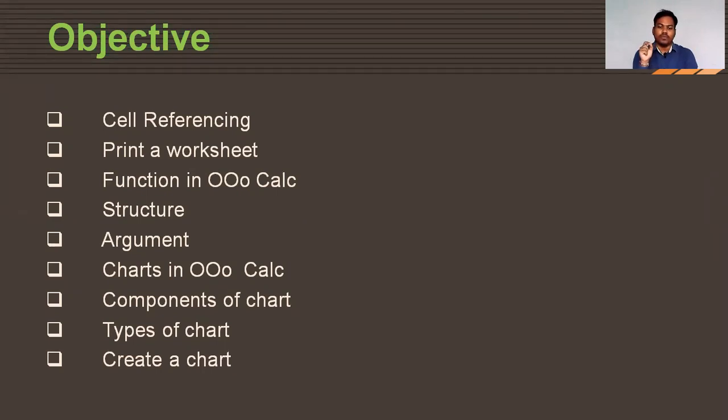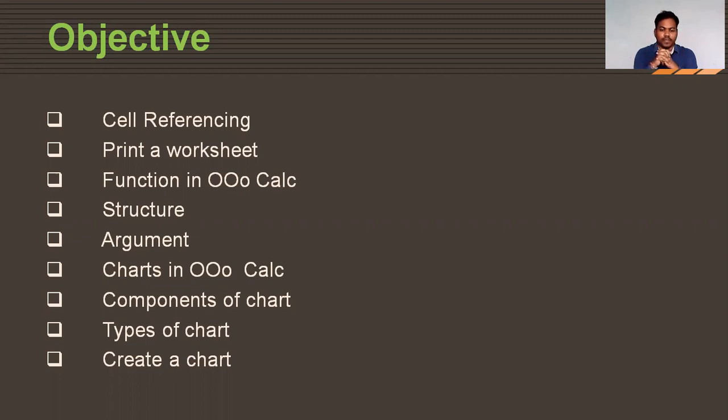Then functions in OpenOffice Calc. What are functions? Like the formulas we apply, predefined formulas are known as functions. Then we will see the structure, how those functions are written. Then arguments: if we apply any function to do an operation, we have to pass some values. Those are the arguments.